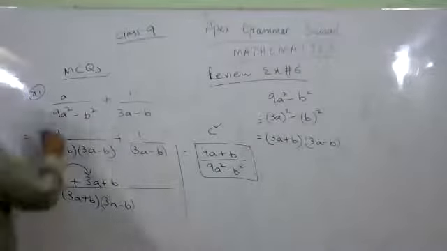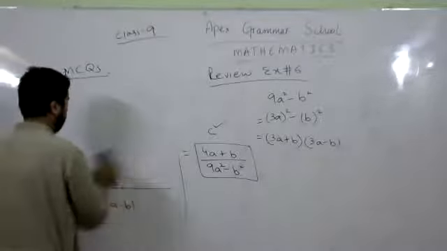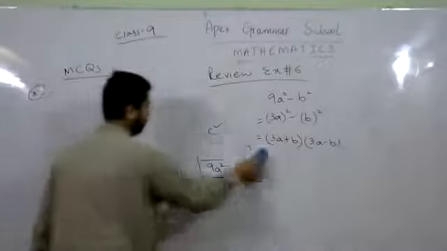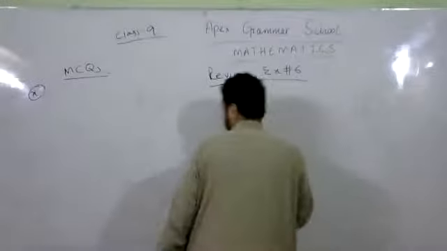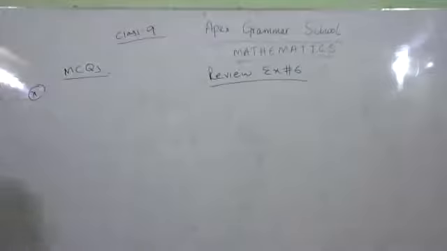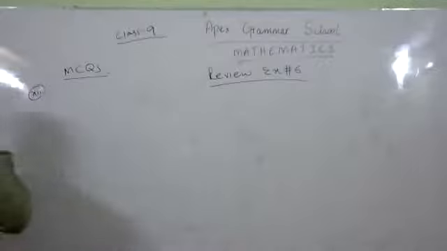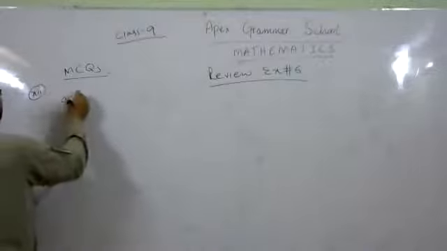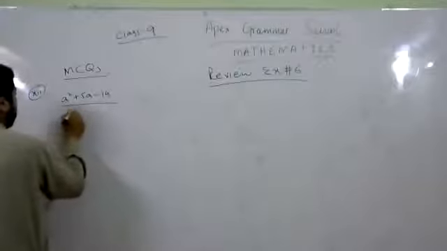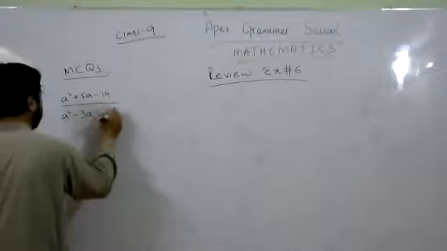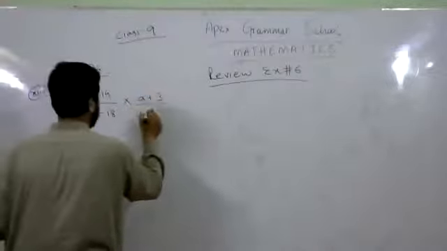After that, MCQ number 12. A square plus 5A minus 14, and in the denominator A square minus 3A minus 18, multiplied by A plus 3 and A minus 2.